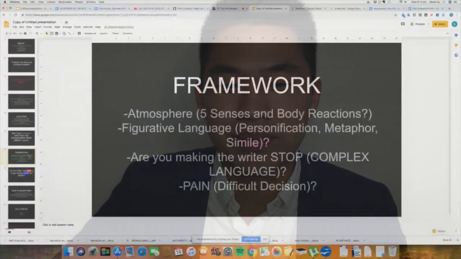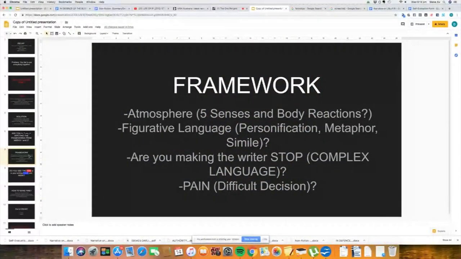Hi everyone, in today's lesson we're going to talk about how to craft a 20 out of 20 writing piece in your selective skills exam. Stay tuned. Recap framework, and we're going to talk about how to create fire. So here's the framework. The framework's pretty easy.